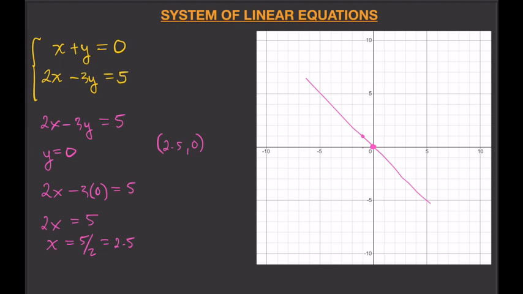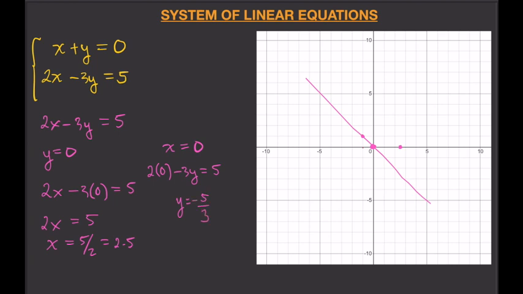That's here. The second point will be, let's set x equals 0 and then solve for y. If x is 0, that's 2 times 0 minus 3y equals 5. This will give us y equals 5 over 3.